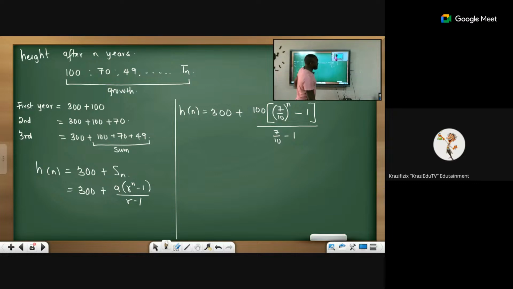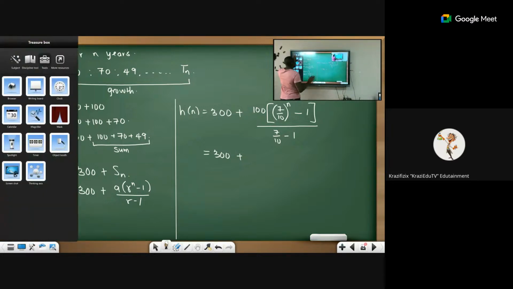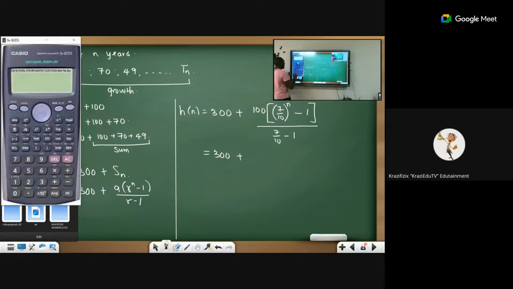So guys, interpretation is very, very important. We can simplify this further if you want us to simplify. All right, 300 plus. Now, you can just take your calculator and simplify, don't touch the brackets. So I would say 100 divided by 7 over 10 minus 1. You can leave it like that, or you can take it further, minus 1,000 over 3.